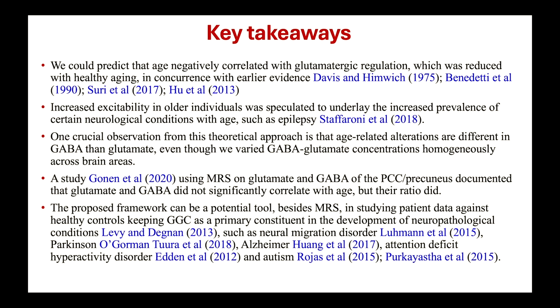Recently, in fact, there was a study by Gonen who looked at the MRS on glutamate and GABA of the posterior cingulate cortex and precuneus, which are the primary anchoring regions of the default mode network, much like the previous slide that I showed, and documented that the glutamate and GABA did not significantly correlate with age, but their ratio actually did. Okay?